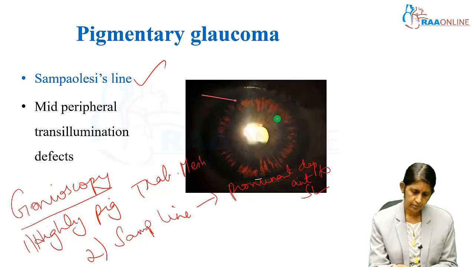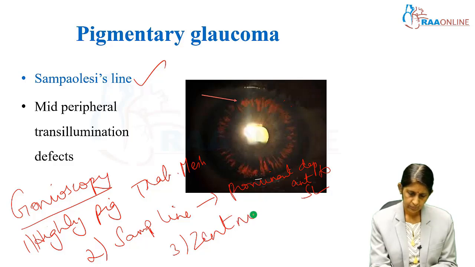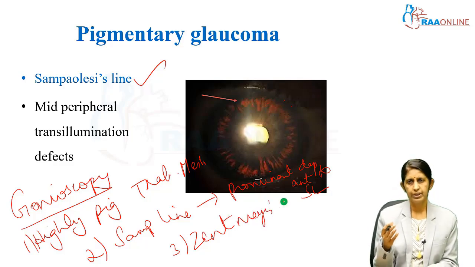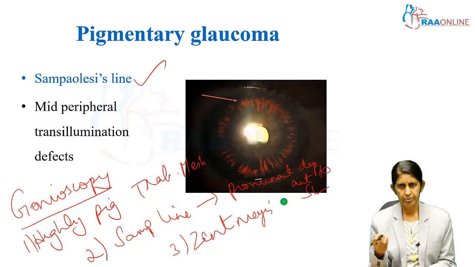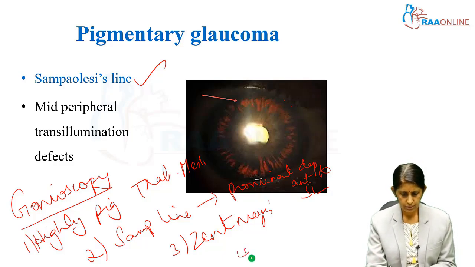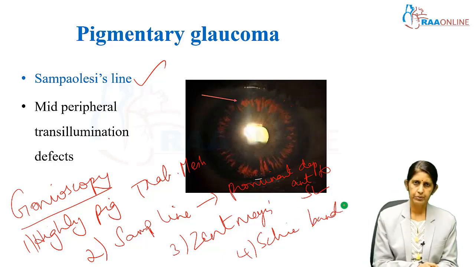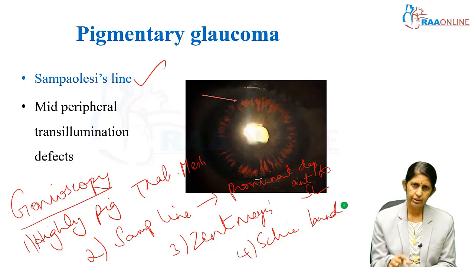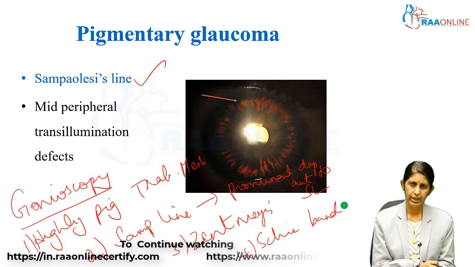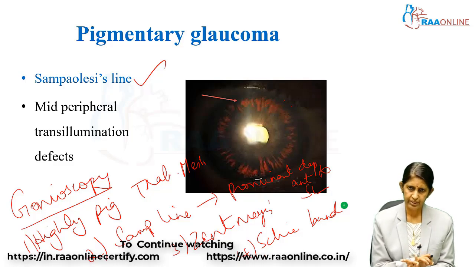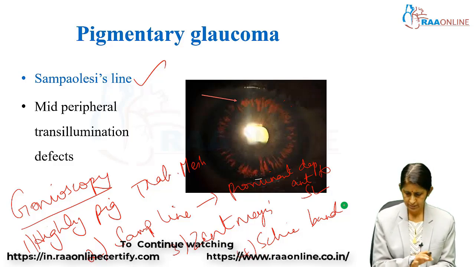Another important thing to look for is called Zentmayer's line. Zentmayer's line is when you have these pigments being deposited on the zonules, and you can also have a Scheie band, which is the presence of these pigments on the anterior lens capsule. So, we need to know that all these proper nouns and names indicate that there is a particular name given to the area of deposition. So, we have a Krukenberg spindle, a Sampaolesi line, a Scheie band and a Zentmayer's line.